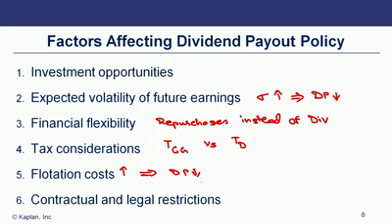The last factor is contractual/legal restrictions. Certain countries may have specific legal restrictions on companies paying out dividends. Certain bond covenants may specify conditions under which dividend payments can be made. So those are the contractual/legal restrictions. These are the factors that influence the decision about what a company's dividend policy should be.